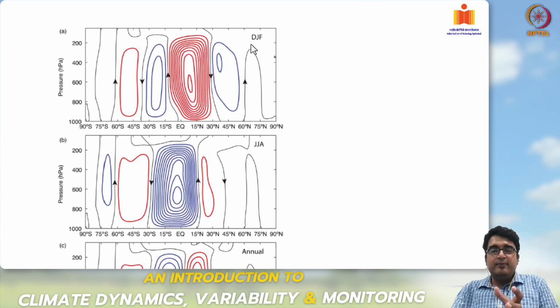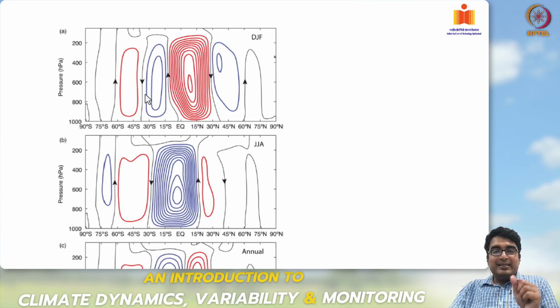Here, if you see in December, January, February, the northern Hadley cell is extremely strong and the southern Hadley cell is weak. And the convergence zone between the northern Hadley cell and the Ferrel cell shifts a little bit below 30° north latitude, so around 25° north. So it is in this zone that you have a large ∂T/∂y, and therefore you will have a strong westerly wind associated here in the northern hemisphere in the December, January, February months.